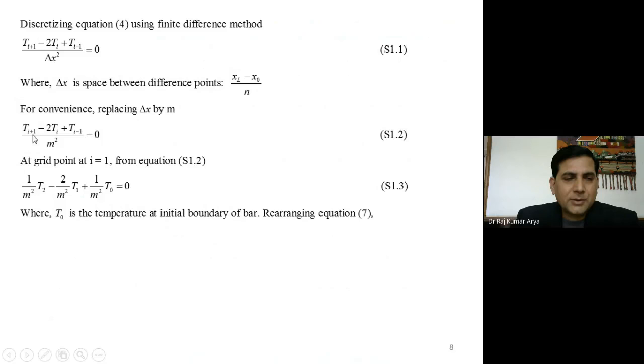For that, I just converted here i plus 1 divided by m square equal to this. Now I can write this equation, and I can expand this equation from i equal to 1 to i equal to n. Correct? So if I want to write for i equal to 1, this will become 2, this will become 1, this will become there. So this is your first equation, right?